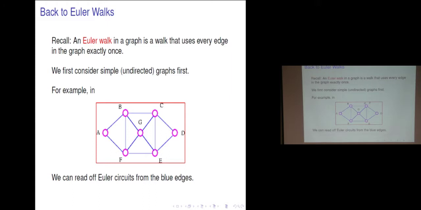Okay, so let's follow the alphabetical order. Degree 2, degree 4, degree 4, degree 2, degree 4, degree 4, degree 4, right? So every vertex in this graph has even degree. The degree is an even number. So it definitely has an Euler circuit.